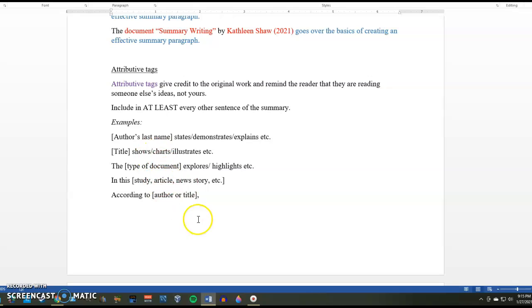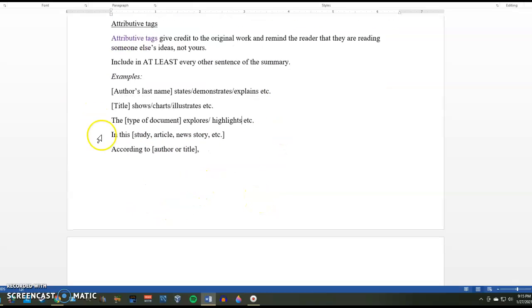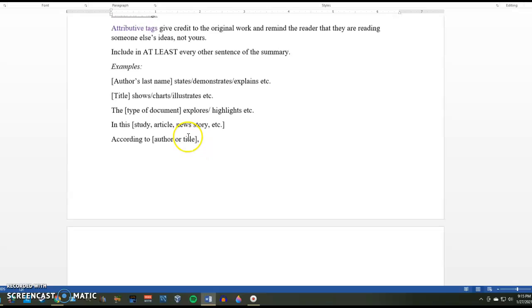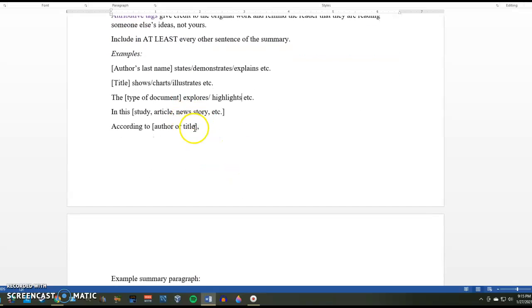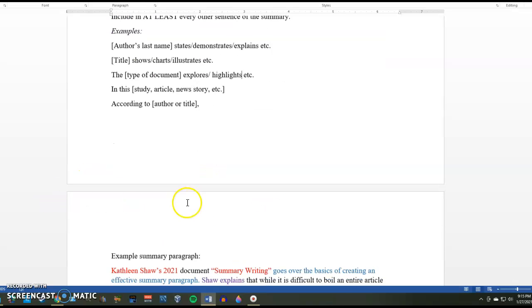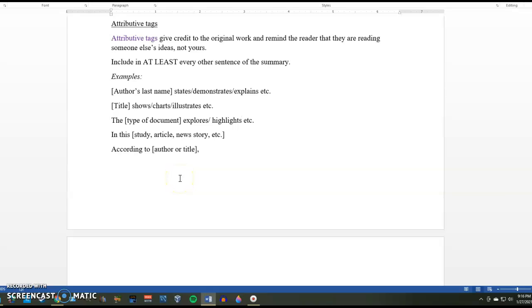So the type of document, so here you might say, this study explores, this study highlights. You can come up with your own words here. And then here you could say, in this study, article, news story, etc., according to Shaw, or according to Summary Writing, you could put the author or the author's name or the title right there. This is probably the most famous attributive tag. You've probably used this a lot. These are just examples. You can use different ones. An attributive tag is basically your way of reminding the reader that they're reading someone else's thoughts.